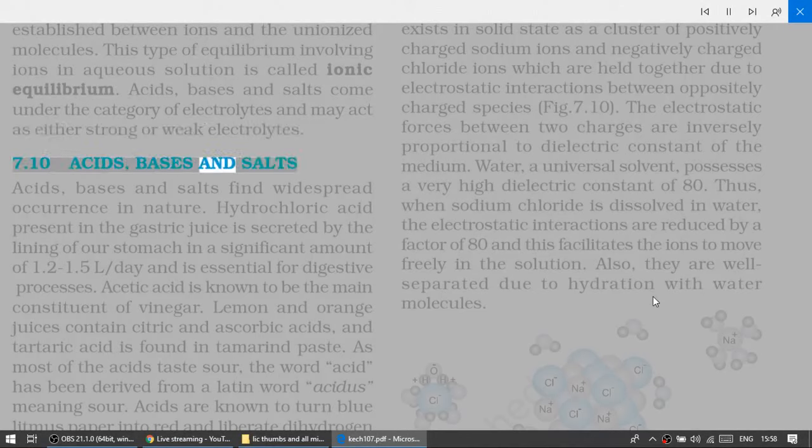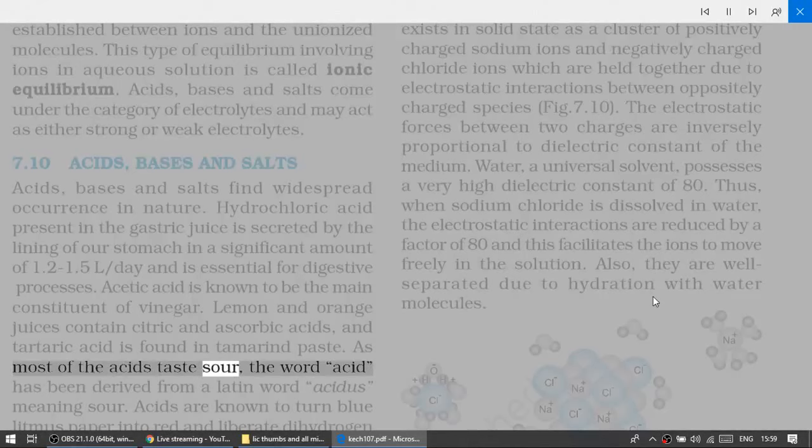7.10 Acids, bases and salts. Acids, bases and salts find widespread occurrence in nature. Hydrochloric acid present in the gastric juice is secreted by the lining of our stomach in a significant amount of 1.2-1.5 L/day and is essential for digestive processes. Acetic acid is known to be the main constituent of vinegar. Lemon and orange juices contain citric and ascorbic acids, and tartaric acid is found in tamarind paste.